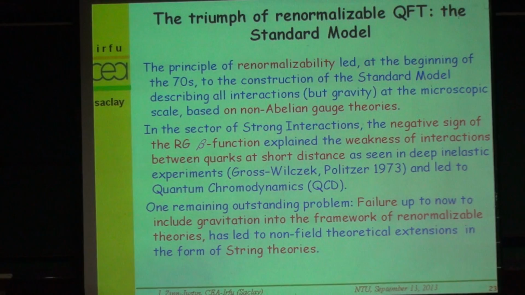it was discovered in deep inelastic experiments that the interaction between some more fundamental objects, which are quarks and gluons nowadays, could not be understood. And then the beta function was calculated and it was understood that the strong force has anti-screening properties. Okay? So that by 1973, essentially, the standard model was constructed, up to minor modifications.